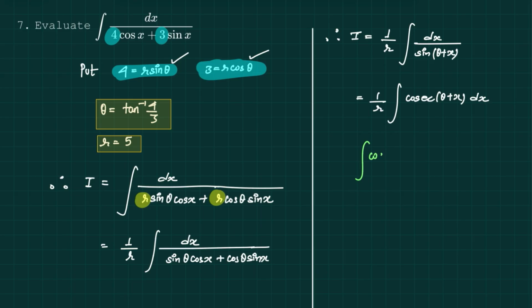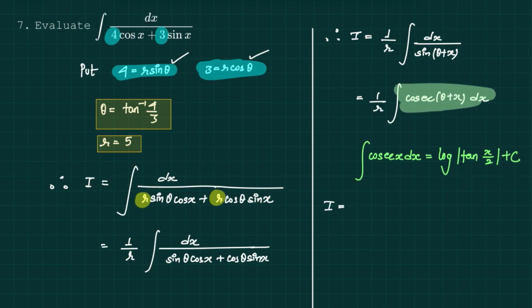As we know, the formula of integration of cosec x dx is equal to log of tan(x by 2) plus c. Therefore, the integral of this will be I equals 1 by r at first log of tan of (theta plus x) by 2, and we have to divide with the derivative of theta plus x, and since theta plus x was a linear polynomial, that's why we did it directly here, and the derivative of theta plus x is 1, so we have to divide this integral with 1, plus constant of integration.